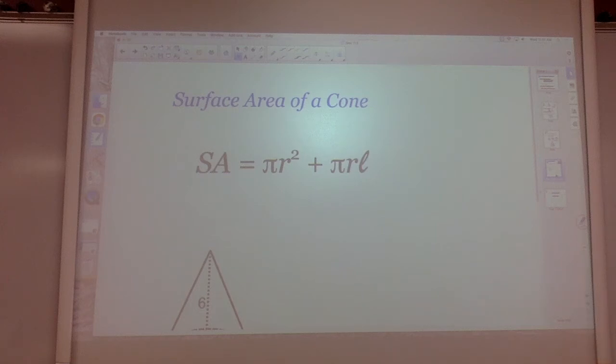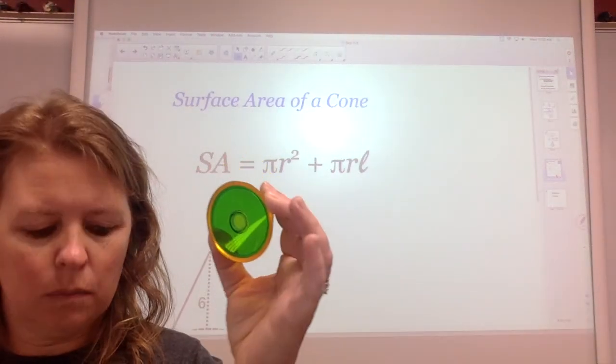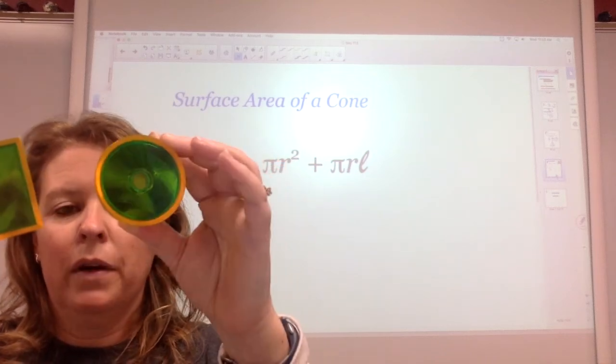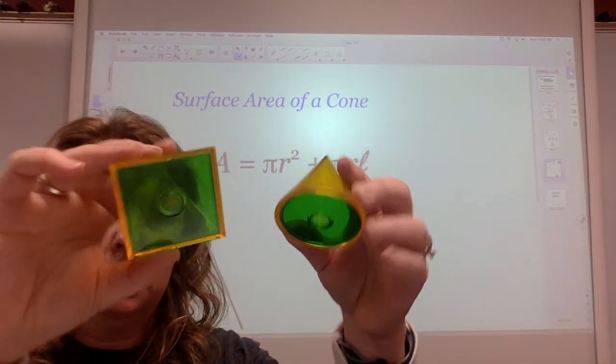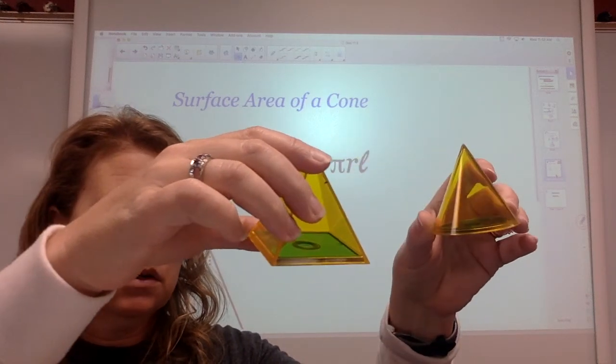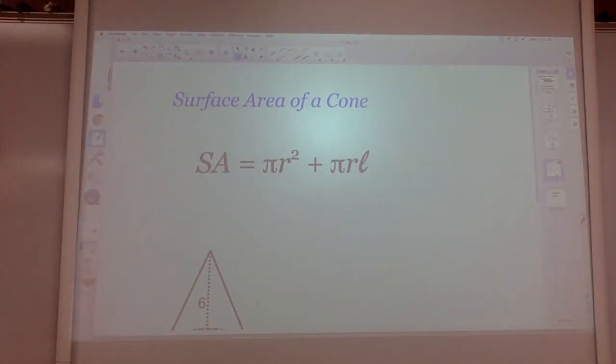Let's switch to a cone, a lot easier. When looking at this cone, it's related to a pyramid, but it's not polygons. We have a circle instead of a polygon, and we don't have any triangles around the cone. No triangles around the cone. So, what does that formula look like?